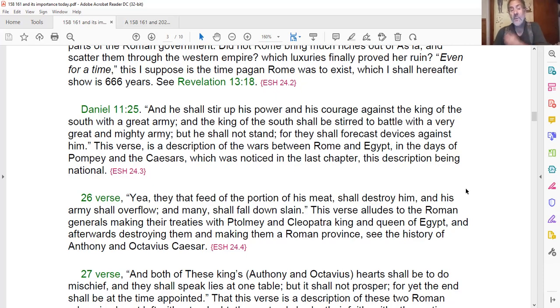Okay, Daniel 11:25. And he shall stir up his power and his courage against the king of the south with a great army. And the king of the south shall be stirred to battle with a very great and mighty army, but he shall not stand, for they shall forecast devices against him. This verse is a description of the wars between Rome and Egypt in the days of Pompey and the Caesars, which was noticed in the last chapter, this description being national.